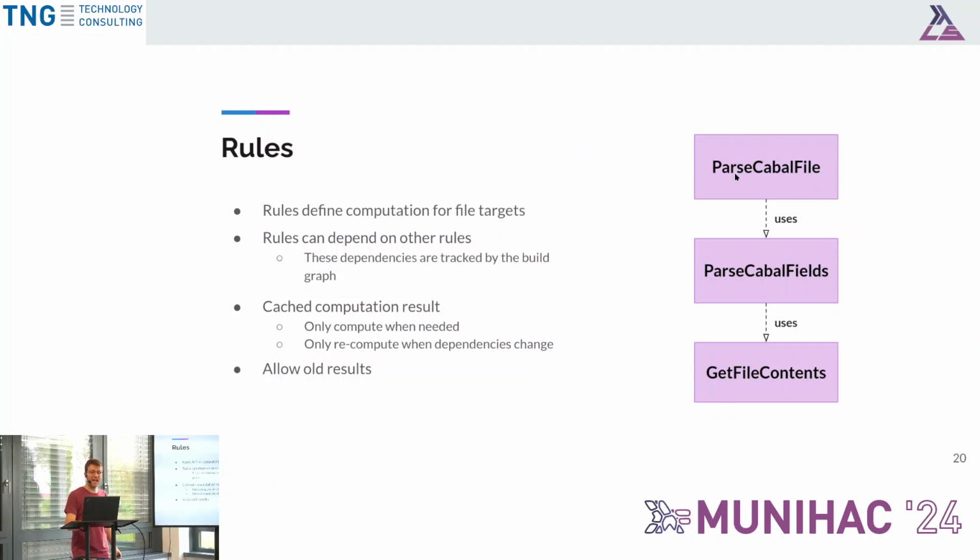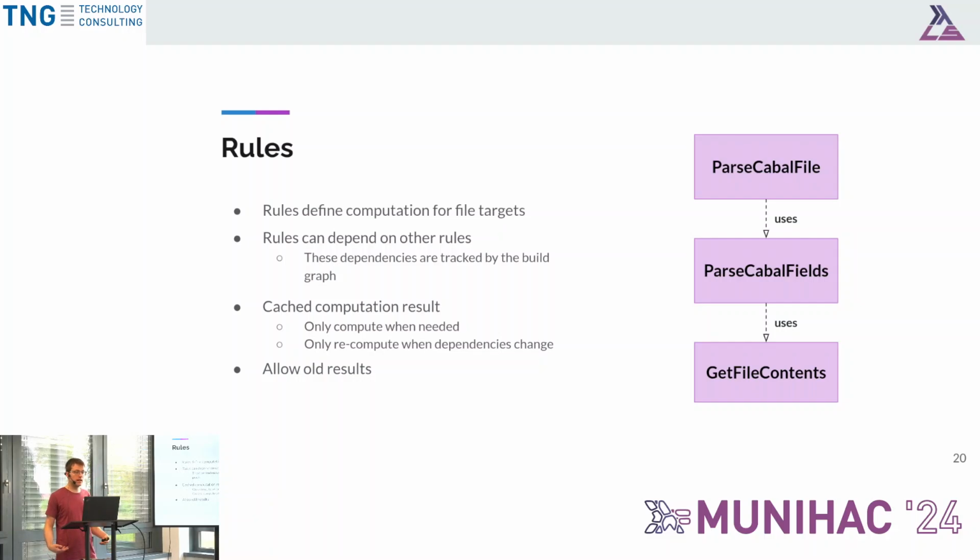First, we have the parse cabal file rule, which parses our cabal file to its final representation, to its package description, which depends on an intermediate rule called the parse cabal fields rule. This rule, again, simply parses the cabal file to some intermediate representation. We're not going to talk about this in this talk. And the parse cabal file rule also depends on the rule get file content, since it needs to read the original cabal sources, right? And yeah, so that's the build graph that we are looking at.